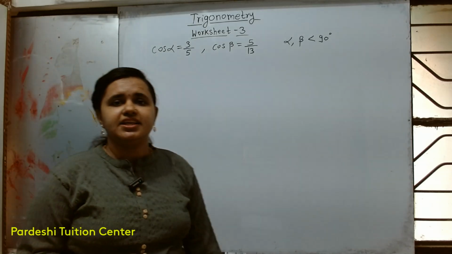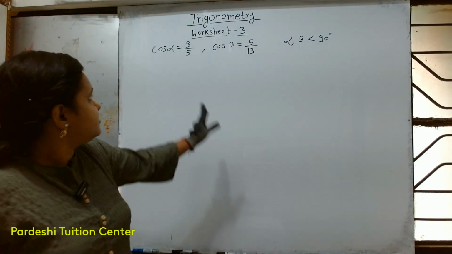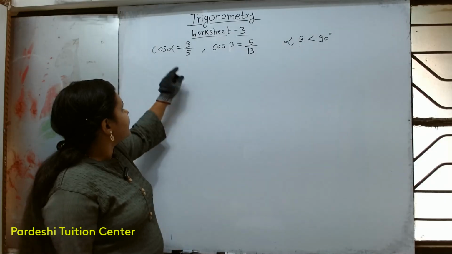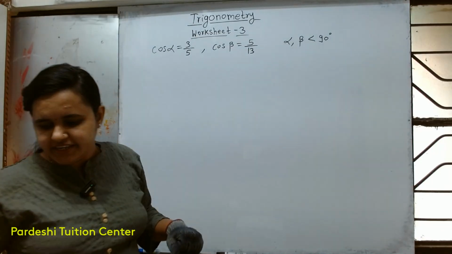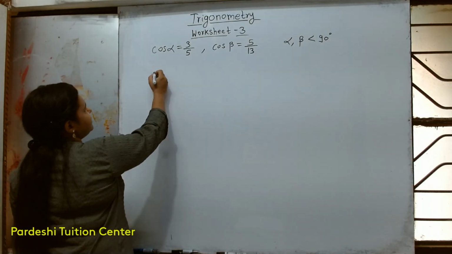Now, less than 90 degree means they are in the first quadrant. Now, cos alpha is given, cos beta is given. So, we will first calculate sin alpha and sin beta. For questions 17, 18 and 19 it will be needed. So, we will first calculate sin alpha.